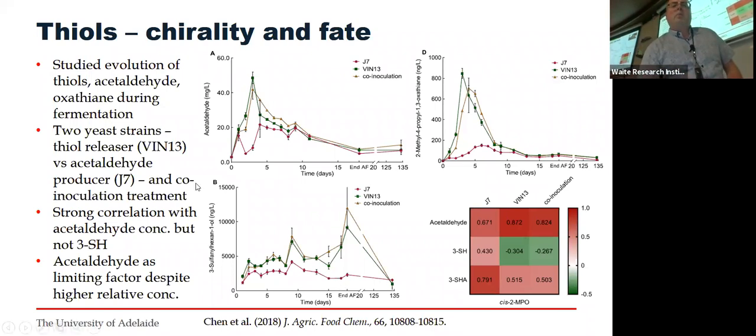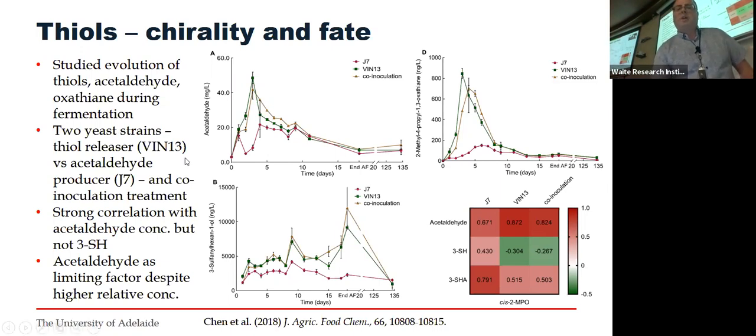And so we had a look at a couple of different yeast strains. Vin13 is a thiol releaser, so from the non-odorous precursor it releases that thiol. And J7 is purportedly at least an acetaldehyde producer. So it's a sherry flor yeast. So it's not usually used to ferment grape juice, but we did because there is some data that shows it can still produce acetaldehyde during the primary ferment. So that's what we wanted, an acetaldehyde producer. It didn't turn out to be that, but that's not a big deal.